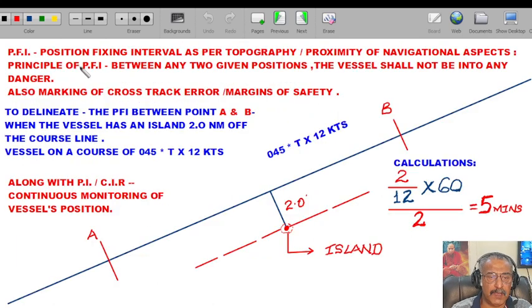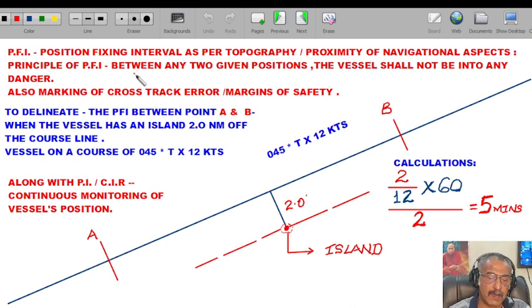Now we come to the PFI, position fixing interval, as per the topography and the proximity of the navigational hazards. The principles of the PFI. What is the principle of position fixing interval? That between any two given positions, the vessel shall not run into any danger. That is, between any two consecutive position fixings, the vessel shall not be running into any danger.